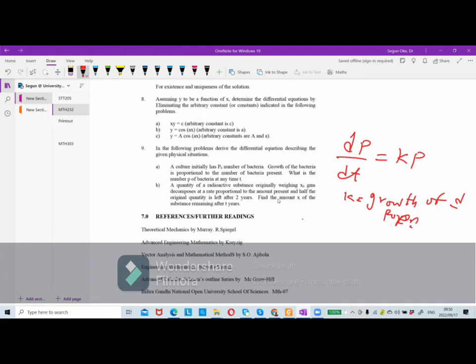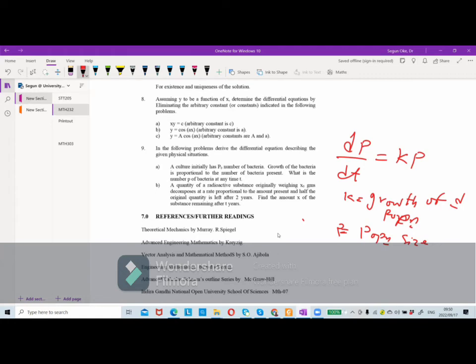Why your P is the population size. So are you getting the analysis now? P is the population size.